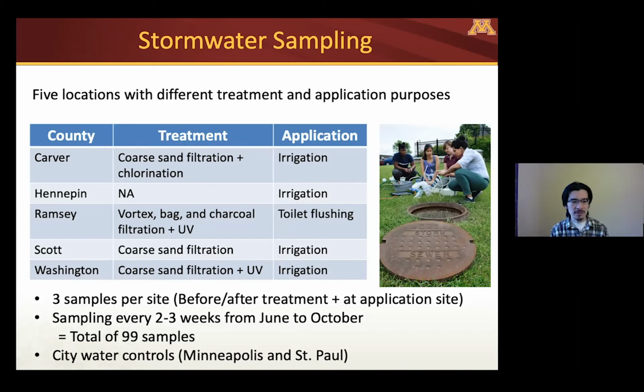We collected 3 samples per site: before and after treatment and at the application site. We collected samples every 2 to 3 weeks from June to October in 2019. So the total number of samples is 99. In addition to stormwater samples, we collected city water samples as a control. These samples were collected at the field irrigation sites.